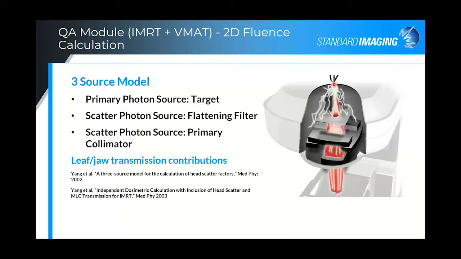and two scatter photon sources. One is a planar disk positioned at the bottom of the flattening filter in approximately this region, and then an additional scatter source positioned at the bottom of the primary collimator, a planar annulus, not a disk source, an annulus. The transmission contributions from the leaves and the jaws are incorporated into the fluence map as well.